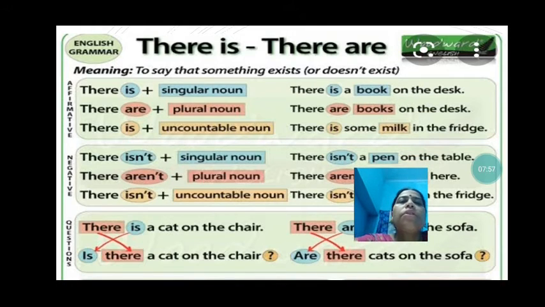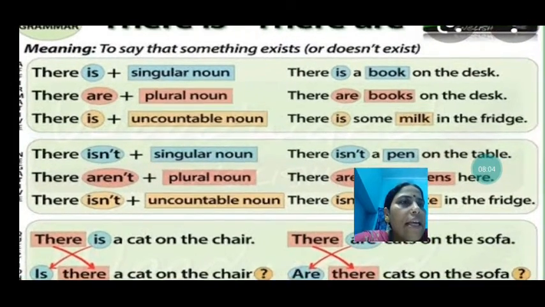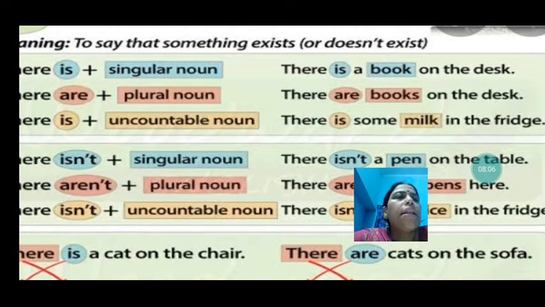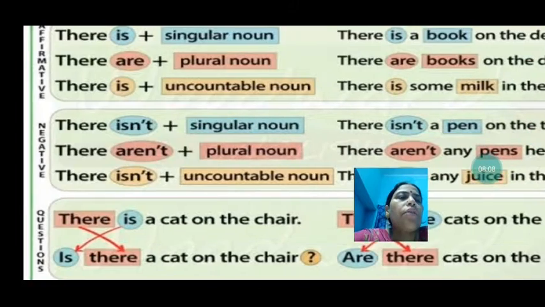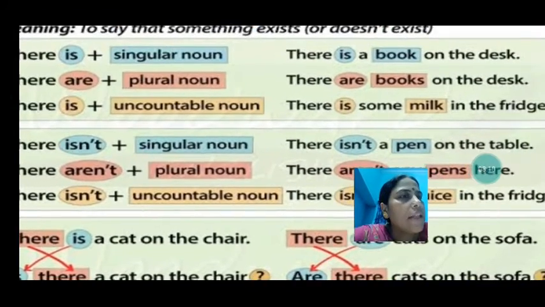Now we will change the first one. So there is a book on the desk. How will we change it? Is there a book on the desk? There are books on the desk. So how will we change it? Are there books on the desk?